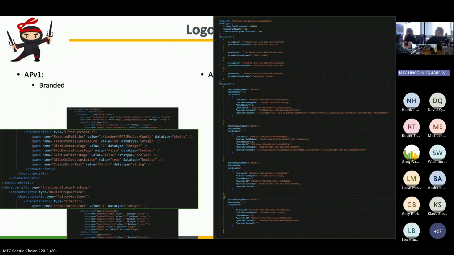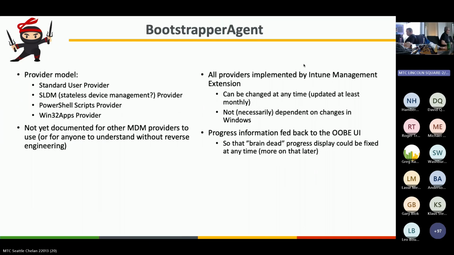So the bootstrapper agent for Intune specifically has a variety of providers, one to configure standard users, one to do, I forget exactly what that one is, SLDM. We'll talk more about that. A PowerShell provider and a Win32 app provider. So if we look at that, basically, these are the phases that the process will go through as the device is being provisioned. But all of those phases are implemented in the Intune management extension.